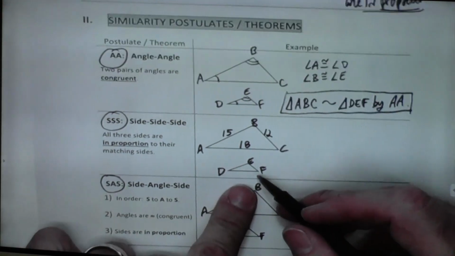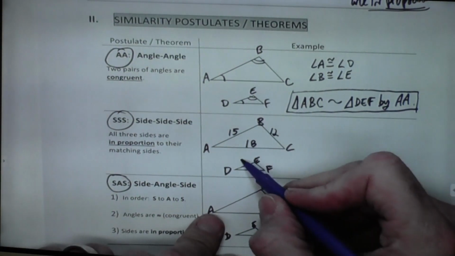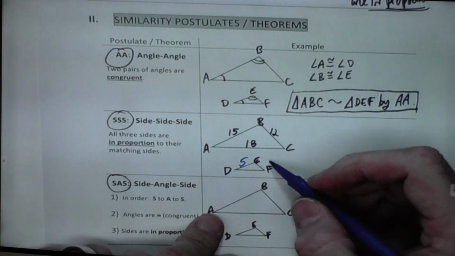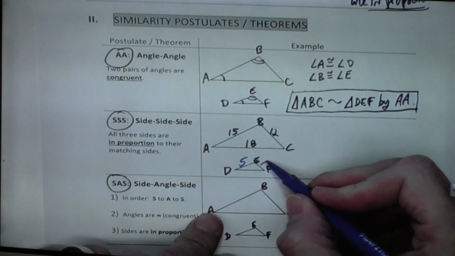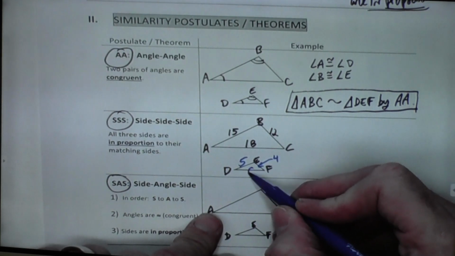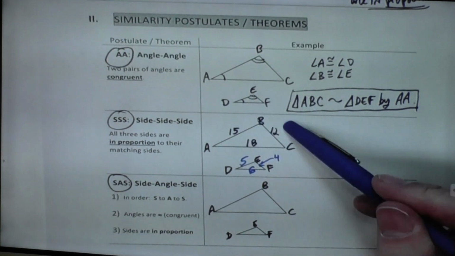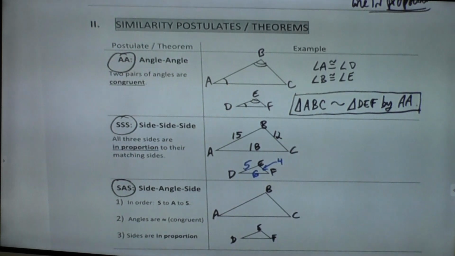The second one, it's hard to see, so I'm going to use blue for this. This one will be 5. The smallest one here will be 4, and this one will be 6. So 15, 12, 18, and 5, 4, 6. Or if I went by number order, it would be 12, 15, 18, and 4, 5, 6. But very particular which ones.